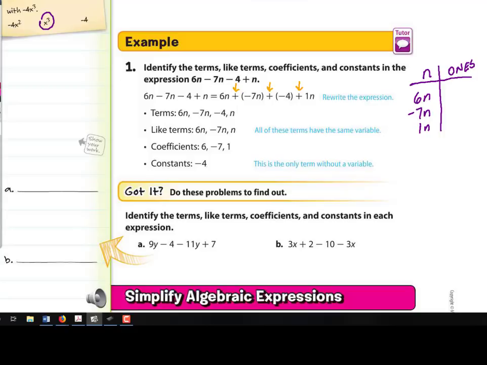which, by the way, when we have just one of them, you could show it just as n by itself, or you could go ahead and write that 1 in to help yourself make sure you keep track of that. And then the only item that would be over here in the column of the ones would be that negative 4. So go ahead and pause the video and figure out the terms, the like terms, the coefficients, and the constants for A and for B.